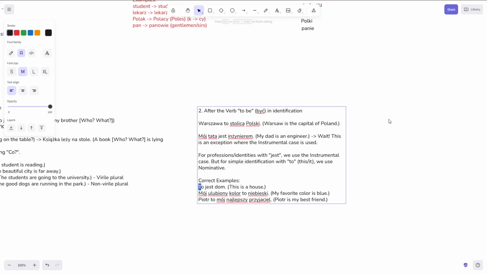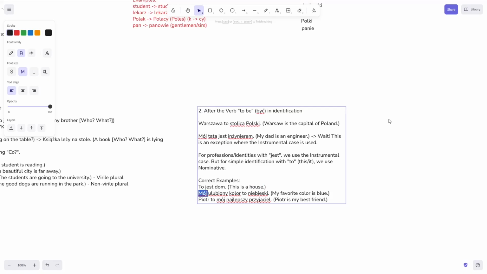So some correct examples: To jest dom. This is a house. Okay, we have again to, which means this or it, is house, so dom in the nominative case. Because this is a who or what answers this particular blank. Okay?